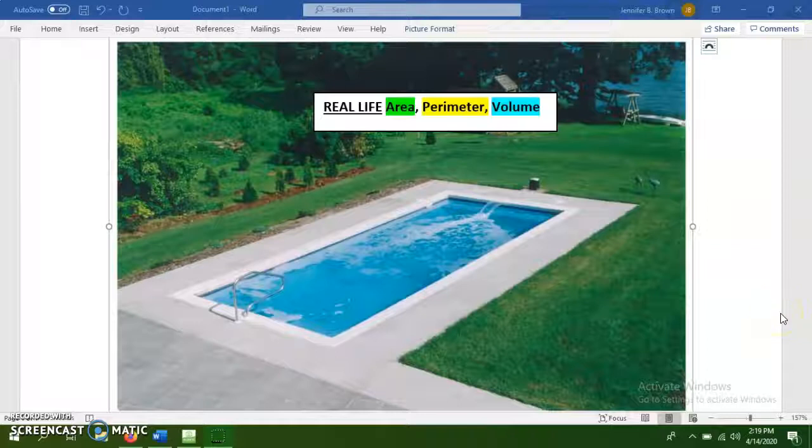Hey guys, today we are going to be taking a look at area, perimeter, and volume in real life situations. So in addition to being able to know what perimeter, area, and volume are, as well as how to calculate them, it's really important to be able to know when you would need to use each of these in real life. No one is going to hand you a picture of a rectangle or a triangle in real life and say, quick, solve this problem for me.